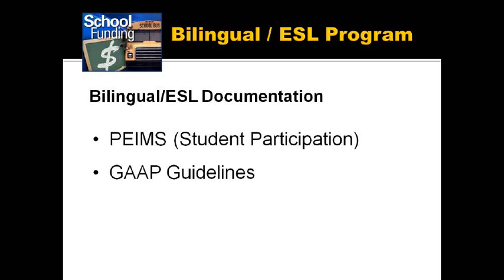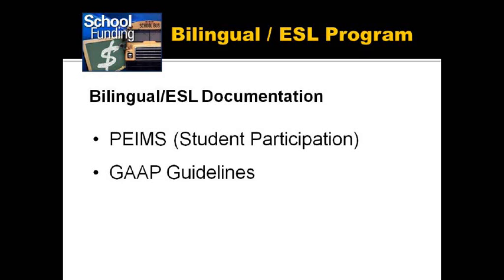Participation in a school's bilingual ESL program is documented through PEIMS, the Public Education Information Management System. Note that all LEP students are not required to participate in a special language program. So parents have the right to deny services, which means that a school would not qualify to receive a bilingual ESL allotment for that child, lowering its allocation from the state. Any expenditures made in conjunction with the bilingual ESL department must be documented using GAP guidelines.